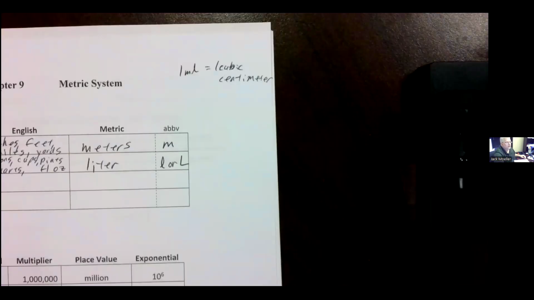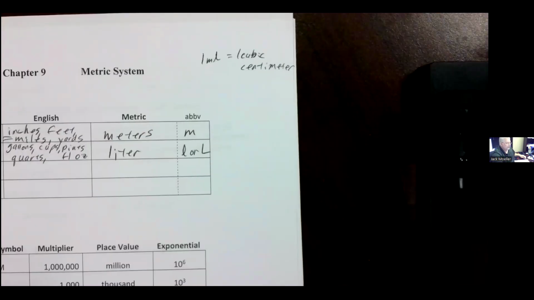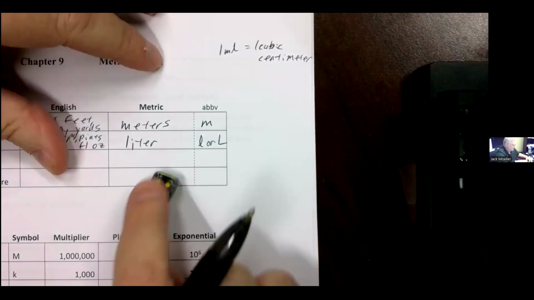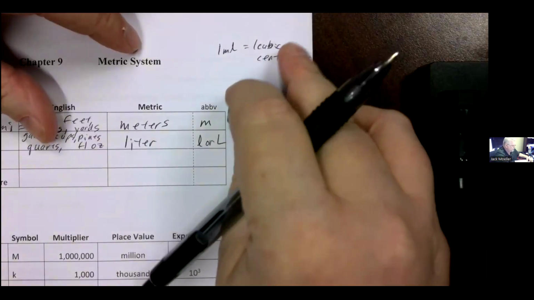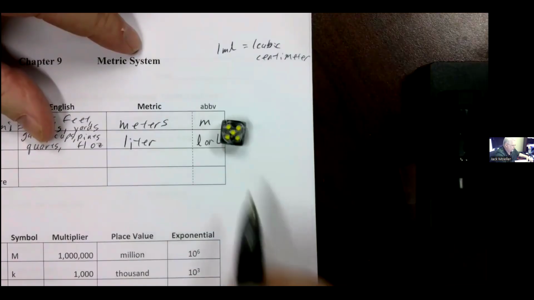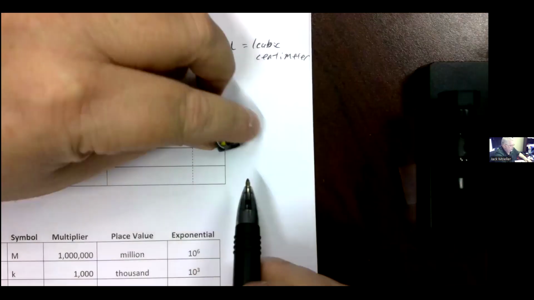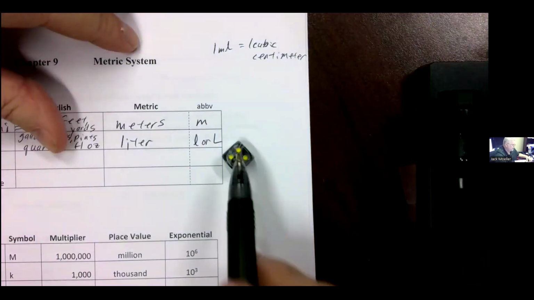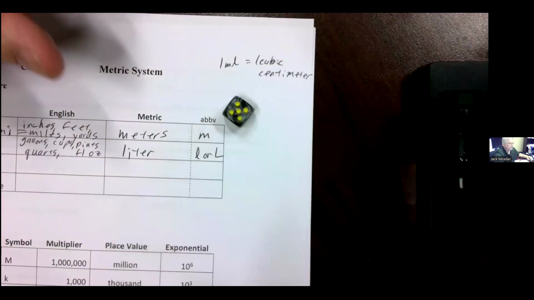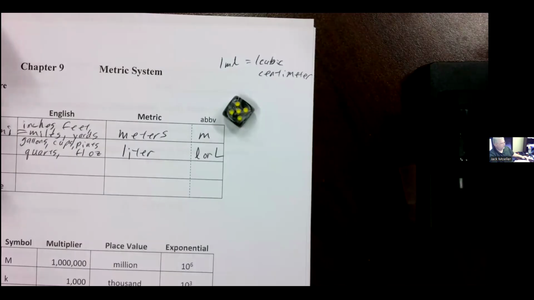So there is a connection between volume and mass. I don't know how many of you play dice games. This is not a normal size die, it's a little bit smaller, but it's roughly a centimeter on a side. And so when you make that a cube, that's a cubic centimeter. Well, that's the volume of 1 milliliter.